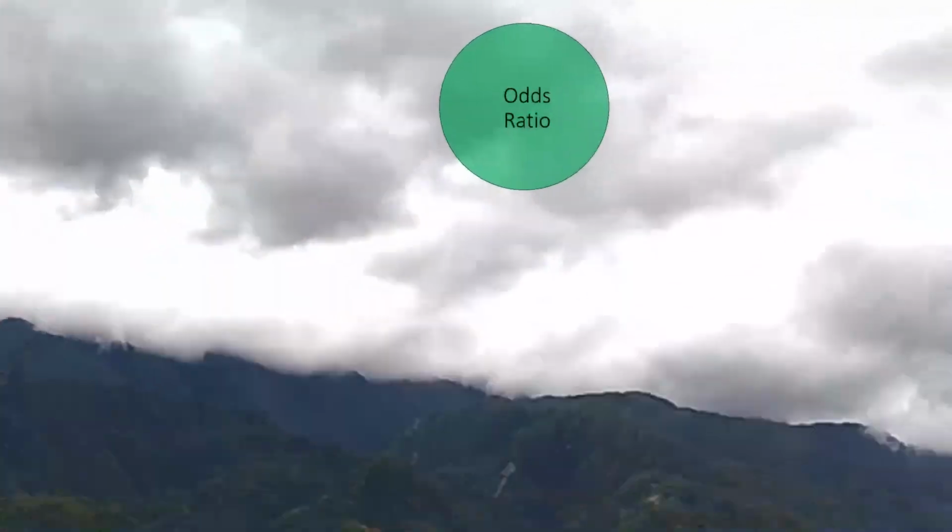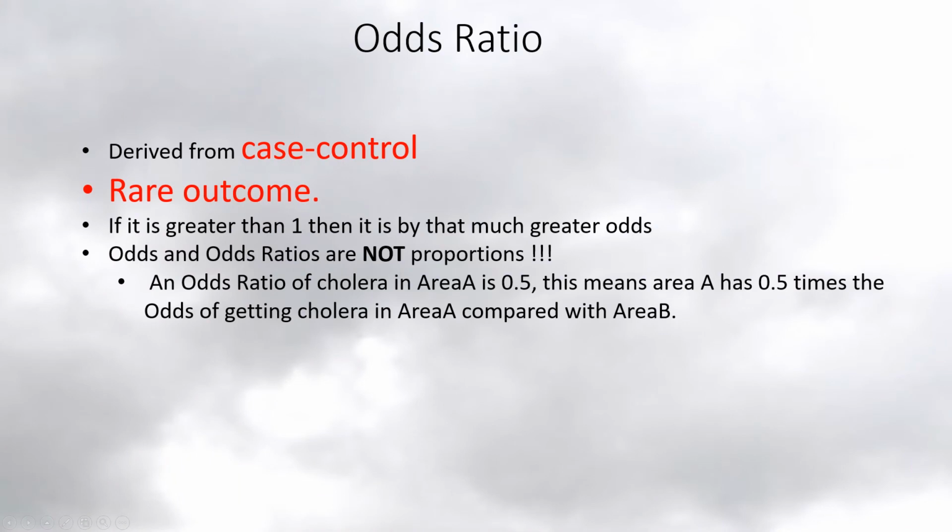Now let's go on to odds ratios. Okay. Derived from case controls, we're talking about rare outcomes normally. Again, if it's greater than 1, yeah. Just want to note that odds and odds ratios are not proportions. An odds ratio of cholera in area A is 0.5. This means it has 0.5 times the odds of getting cholera in area A compared with area B. Just note that, not more, not less, just that it has this times the odds.